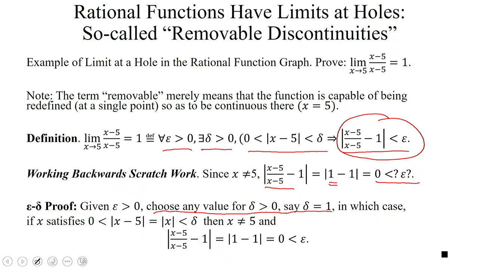Because the idea is that this function is essentially the same limit value everywhere nearby, we don't need to work hard to create a small interval. Delta could be a billion or a trillion or 1 billionth or 1 trillionth. It doesn't matter. So I just said, okay, take delta equals 1, in which case, if x satisfies the condition, and since x doesn't equal 5, we have exactly what we need to have the proof. And that would conclude that proof.